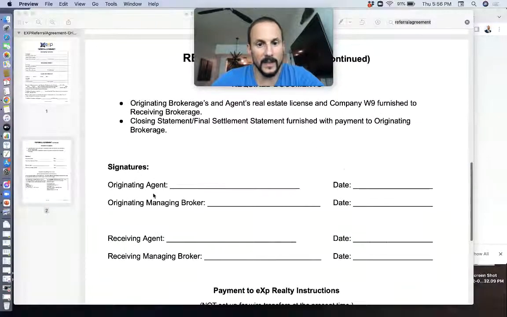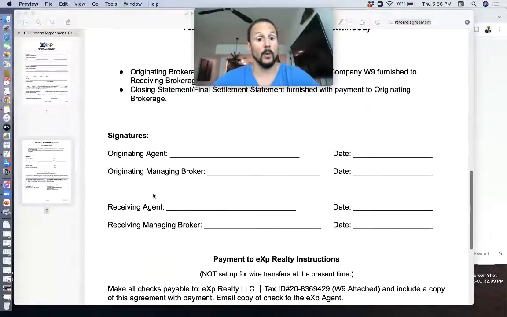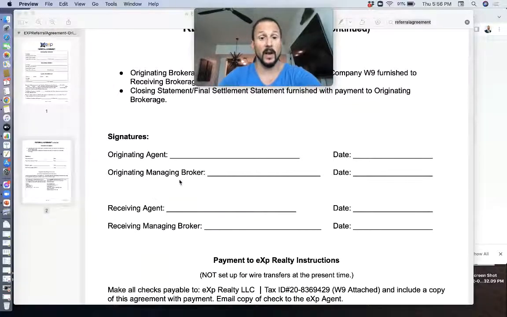Here in the signature section, very important. So if you're the originating agent, you're going to want to obviously sign here, and then you have your broker sign. If you're sending it to the EXP broker, it's FL.sign at exprealty.net. That's how you get our broker to sign documents. So you send them an electronic signing to FL.sign at exprealty.net. That's how you get our broker to sign it.